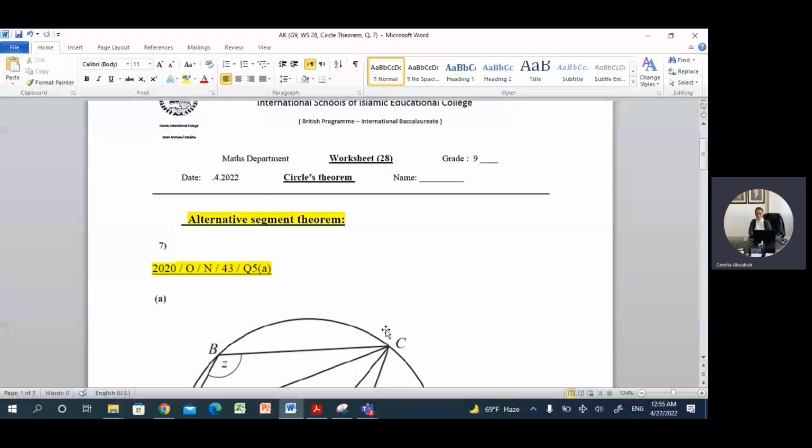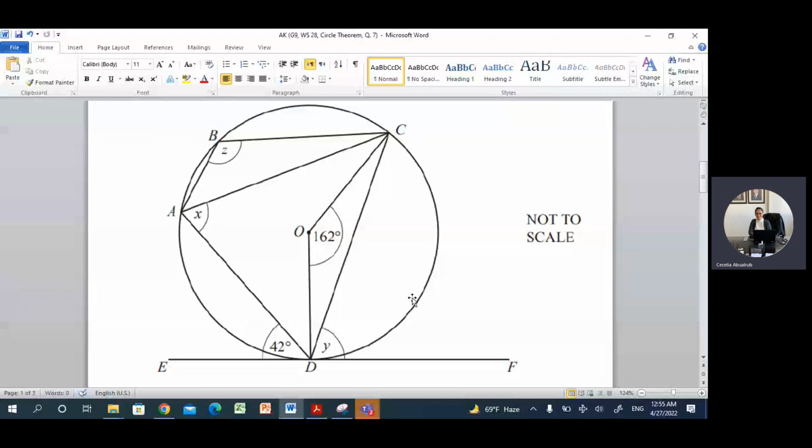Hello once again, and let's get back to solving circle theorem problems. We have this question from worksheet 28, question number 7. If we have a look at the shape, as we always do, we should think of the first angle that you can find based on the given angles.